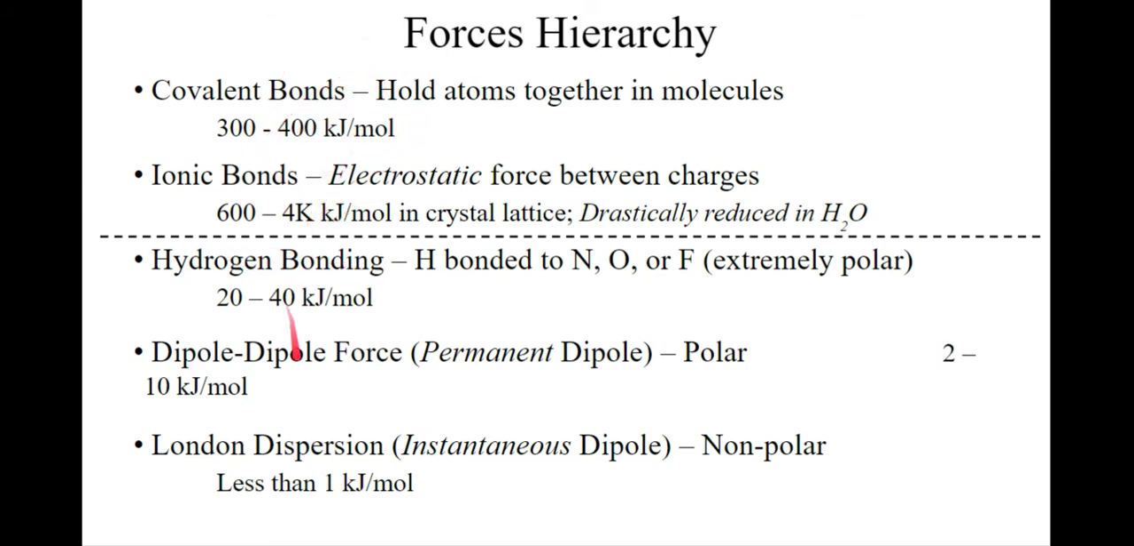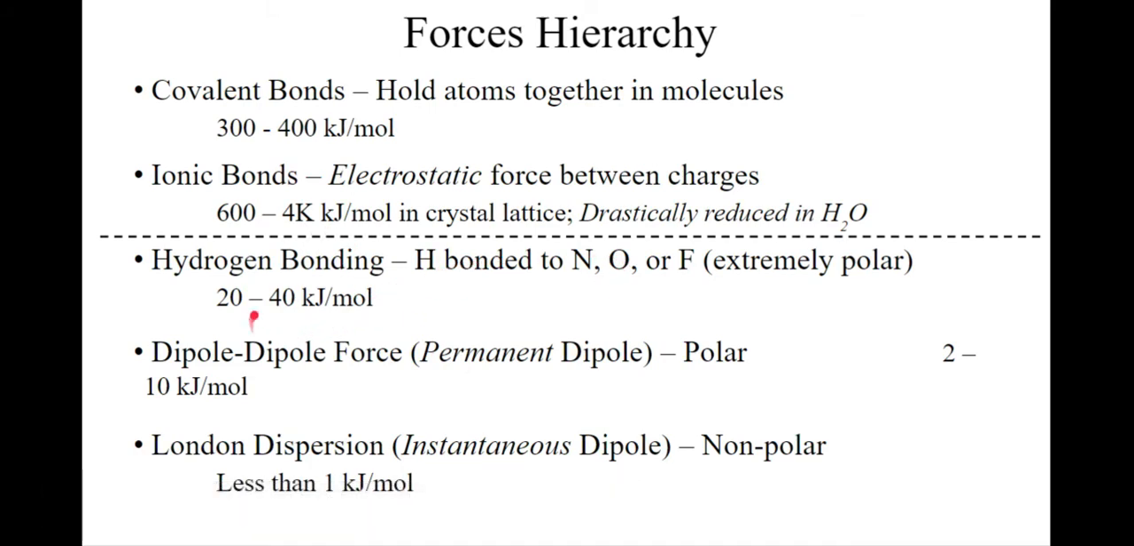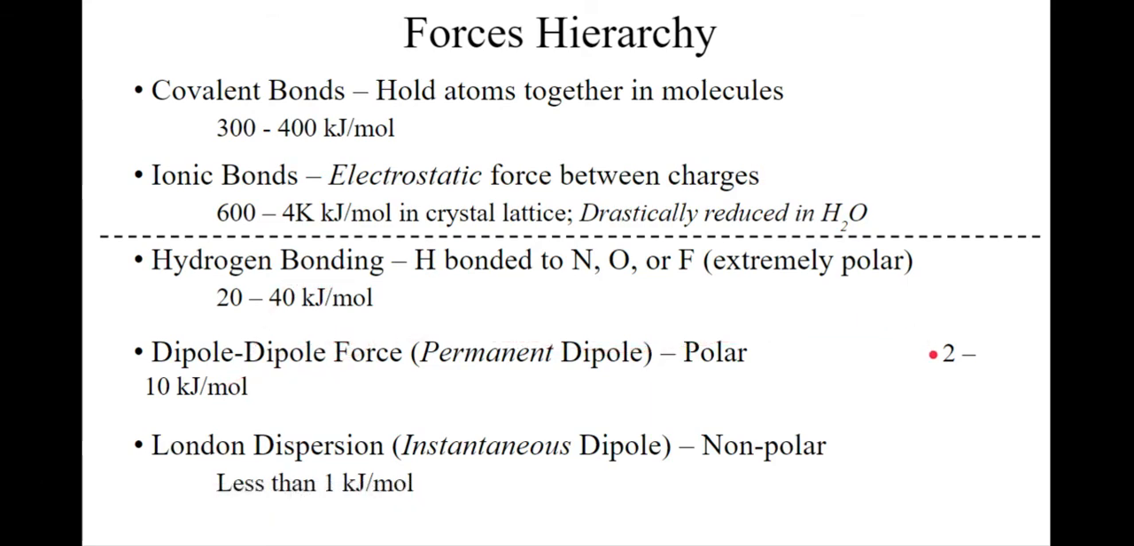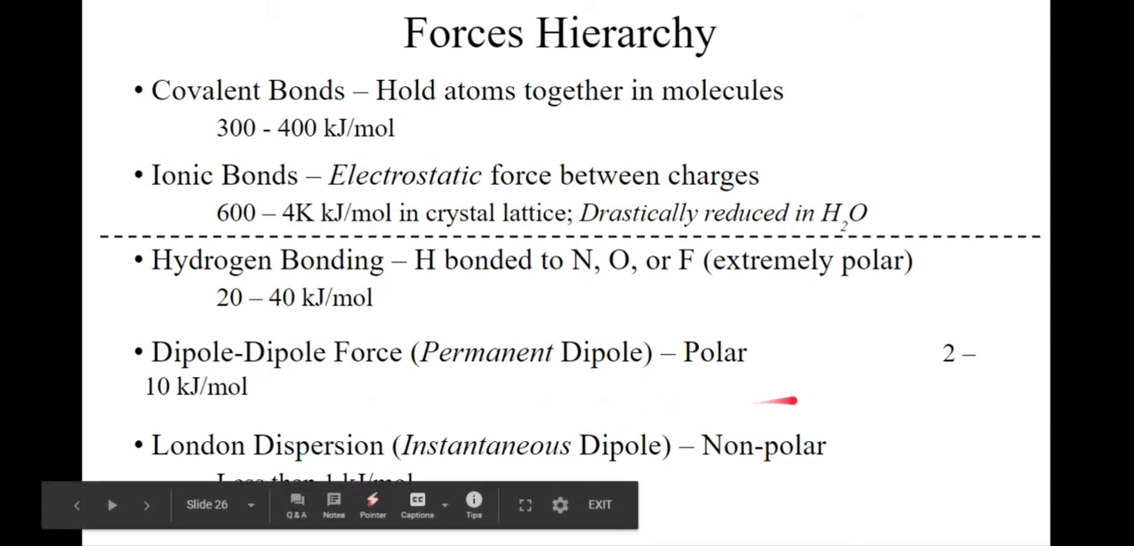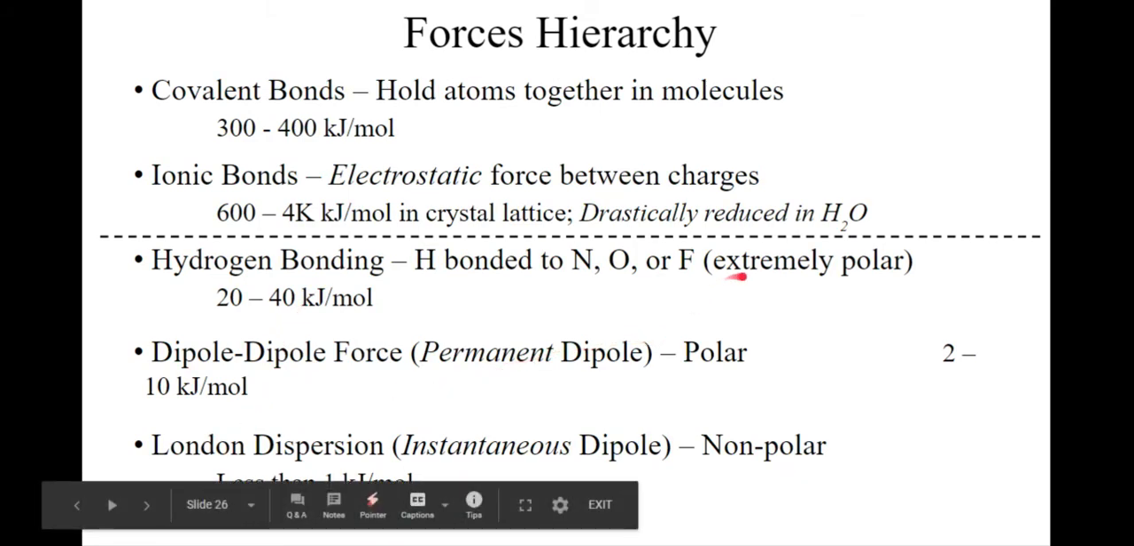Now, below this dotted line, here's our new one. The hydrogen bond can get up to as strong as 40 kilojoules. That can still be about 10 times weaker than the covalent. If you compare it to dipole-dipole, that's only between 2 and 10. And London dispersion, when things are nonpolar, is less than 1. So I want you to know hydrogen bonding is stronger than dipole-dipole, which is stronger than London dispersion.